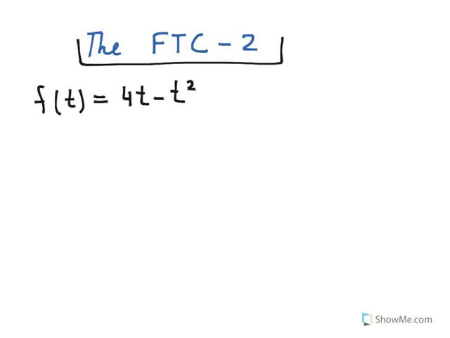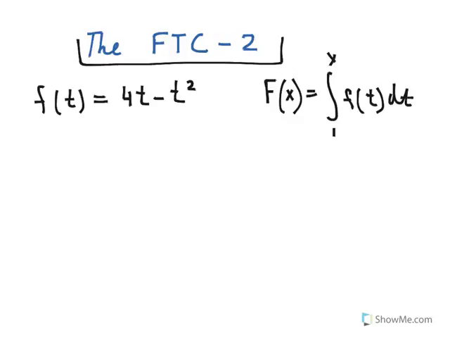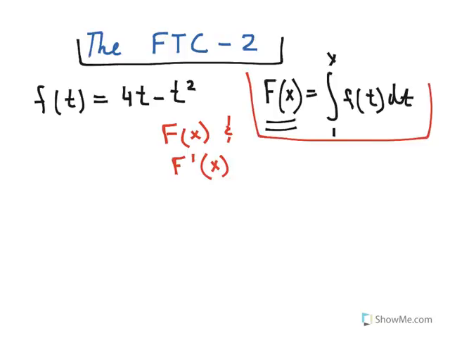Now, we need to use the following integral from 1 to x, some kind of unknown variable, f of t, which is our function, dt, to find capital F of x. And let me just write down what I'm trying to do. So I want to find F of x, and I want to find F prime of x, which is the derivative of this. All right, so we have this formula, and let's follow it.